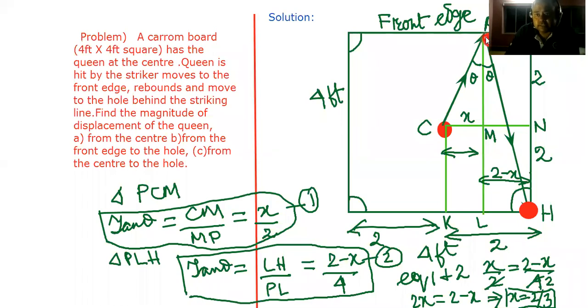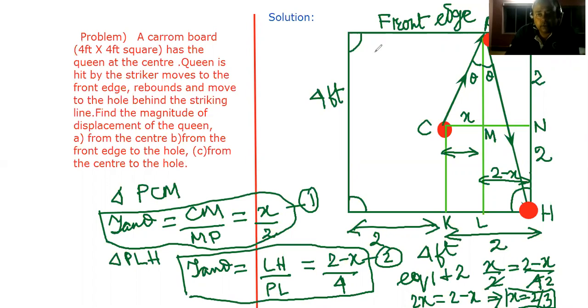Front edge means this is the front edge. This is my front edge. Front edge to the hole. That means they are asking you to find out this distance, that means the distance PH. Am I clear? I will just write down over here once again. If I consider this triangle now, and if I name this point as N over here, or rather I name it as O over here, this particular part.